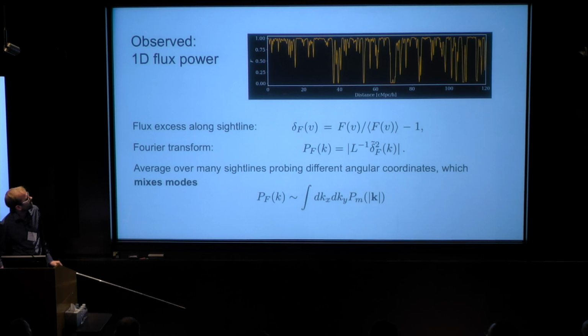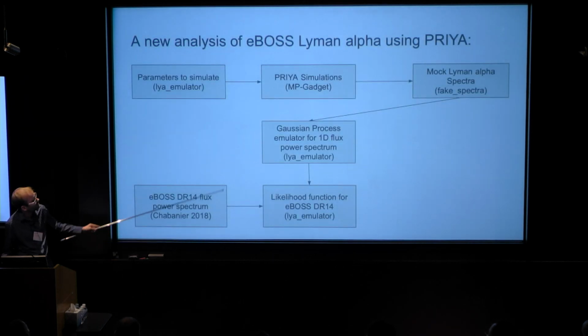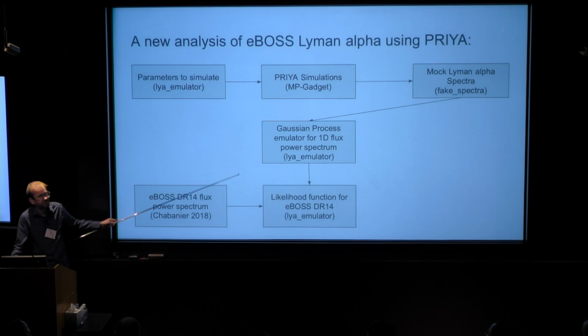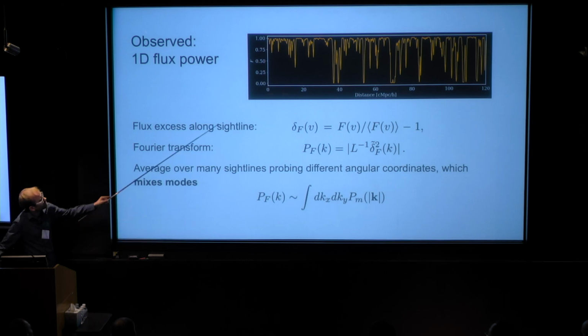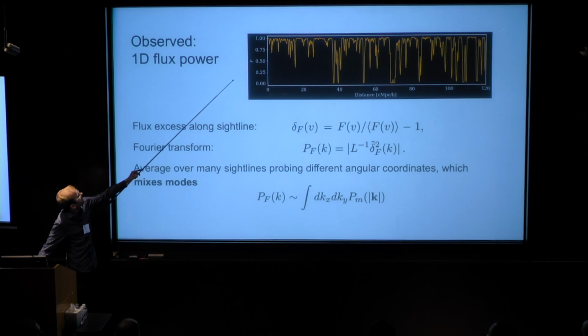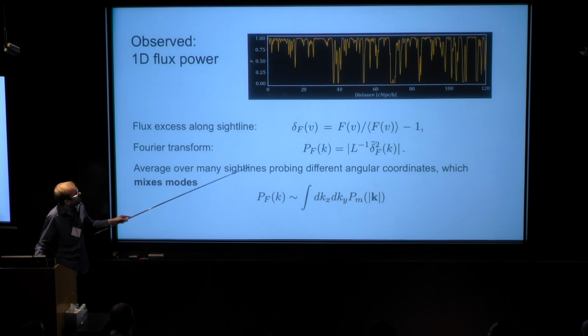So I said we're going to build a Gaussian process emulator for the flux power spectrum. Let me define what this is. So I showed you this quasar spectrum, this 1D flux power, which kind of looks like that.